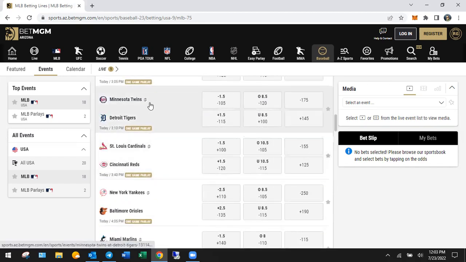Minnesota Twins. Total runs over 8.5, which means both teams need to score a total of 9 runs for you to win. Under 8.5 means that they would have to score 8 runs or less to win. So that's a quick explanation of the over under. I hope that makes sense.